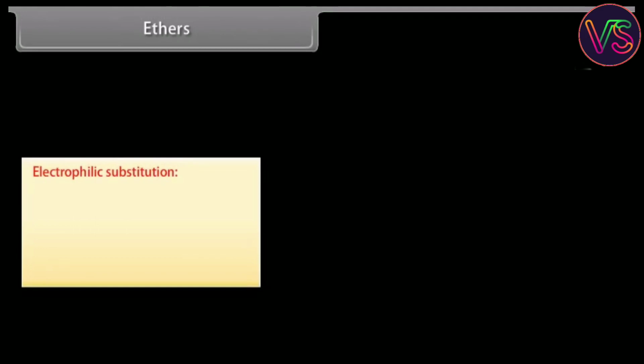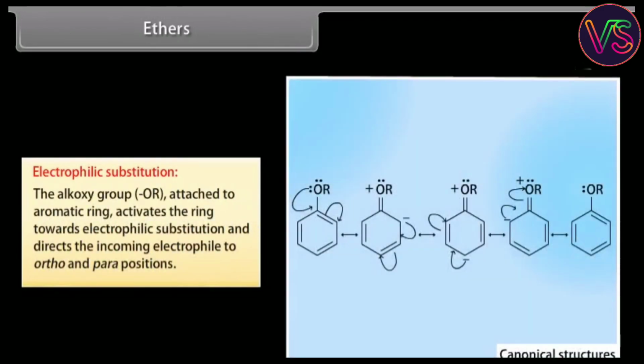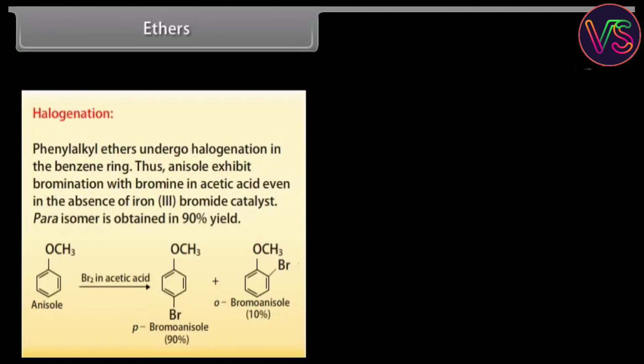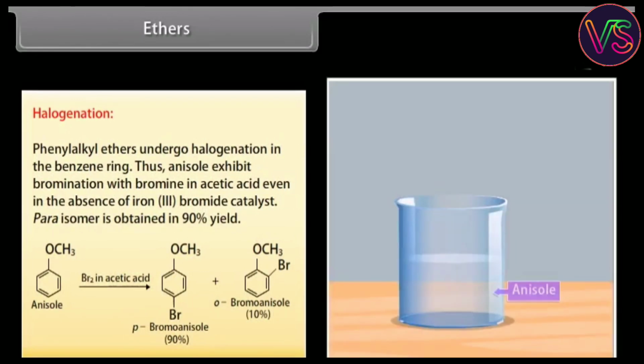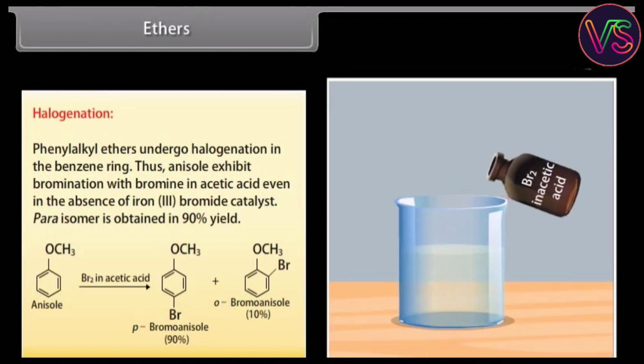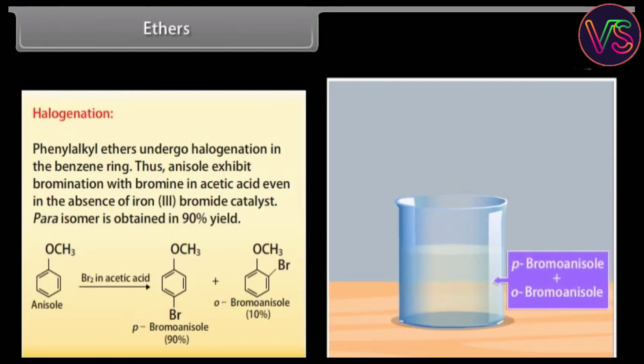Electrophilic substitution. The alkoxy group attached to aromatic ring activates the ring towards electrophilic substitution and directs the incoming electrophile to ortho and para positions. Halogenation. Phenyl alkyl ethers undergo halogenation in the benzene ring. Thus, anisole exhibits bromination with bromine in acetic acid even in the absence of iron III bromide catalyst. Para isomer is obtained in 90% yield.